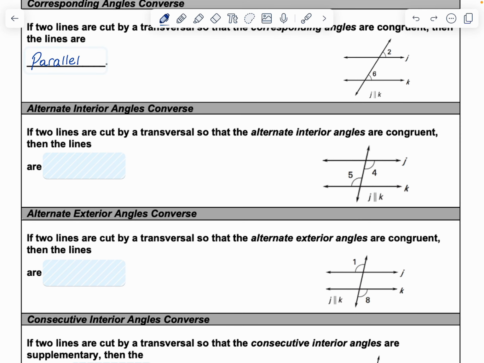If two lines are cut by a transversal so that alternate interior angles are congruent, well, then those lines have to be parallel. Because if these weren't congruent, then those lines could not be parallel. For both of these, we would say line J is parallel to line K.